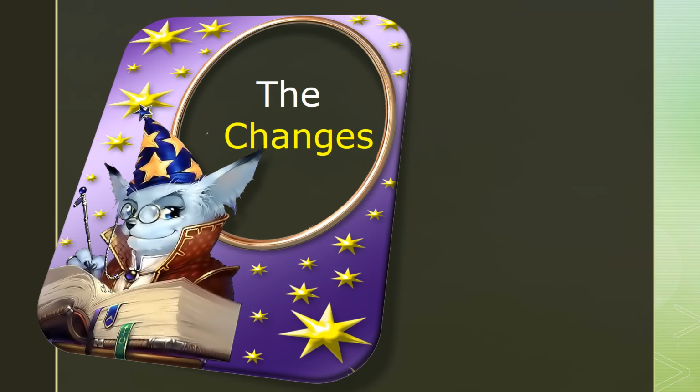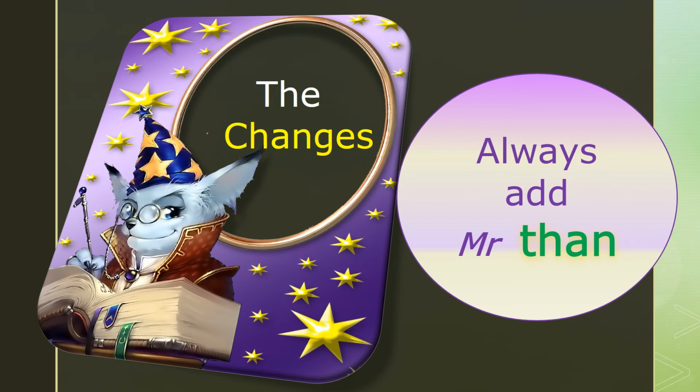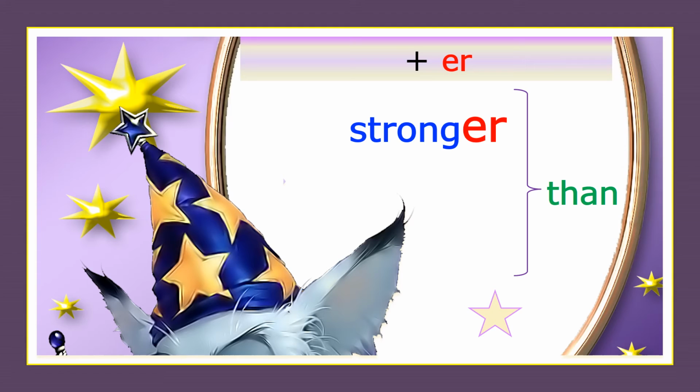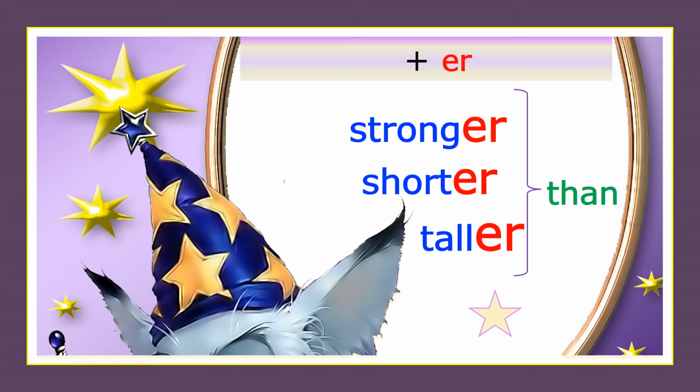So the changes that we undergo in putting the adjective in the comparative form, what are the changes? First, I have to add Mr. Than. Each time I must add Mr. Than. So I have to put the adjective and add ER. Like strong is going to be stronger than. Short, shorter than. Tall, taller than.